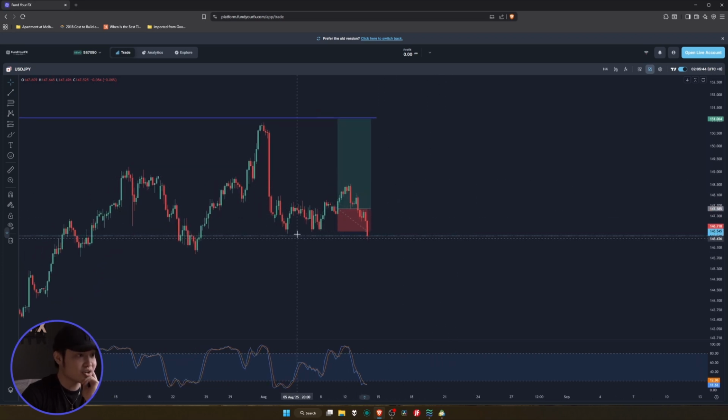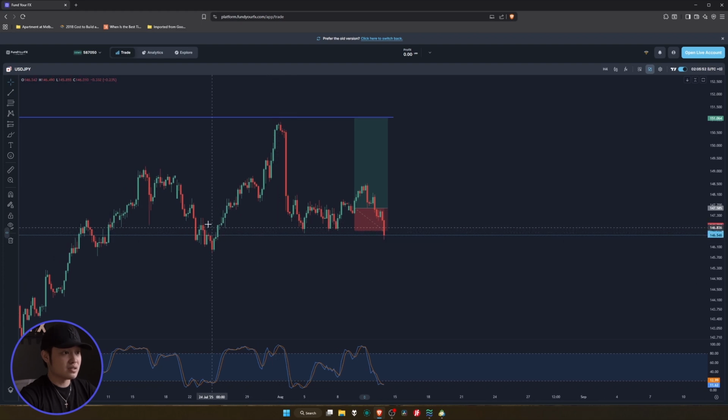I entered here. If I look, the price makes a rejection at around the demand zone, which is at around here. This is the demand zone that I have plotted, and I waited for the price to reject at around this zone, and it really rejected at around that zone, which is right here.